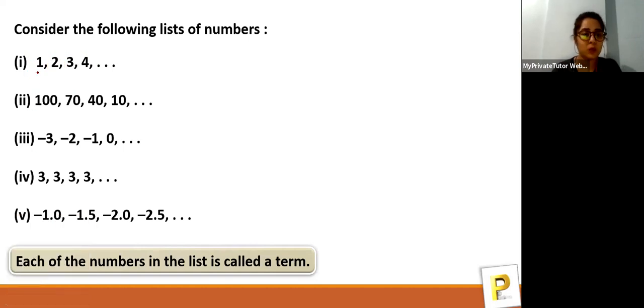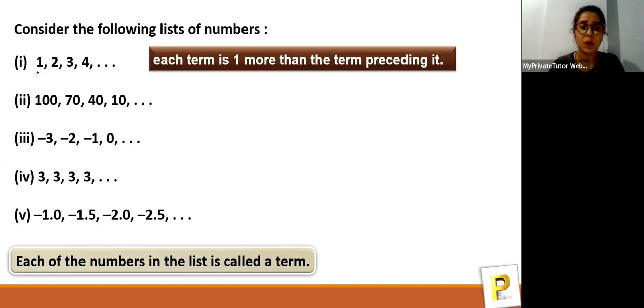So if you see this example 1, 2, 3, 4, can you see there is something similar going on? It was 1 initially, then it became 2, then 3, and then 4. That means what is happening? Each term is one more than the term preceding it. What does that mean? Like if you talk about 1, what is the next term after 1? That is 2. So 1 plus 1 you get 2. What is the next number? That's 3. So 2 plus 1 is how much? That is 3. And if you add 1 to 3 you get 4.